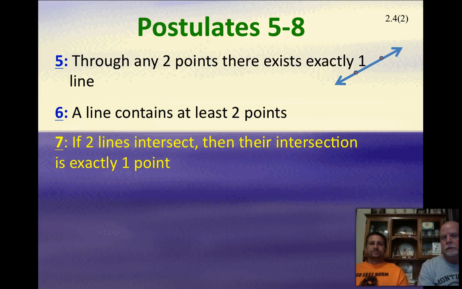And then if 2 lines intersect, the only way that 2 lines can intersect is in exactly 1 point. Again, you can't have one straight line and a curved line that hits it in 2 places. They can only hit in 1 place. So if 2 lines intersect, they intersect in 1 specific point. There's no other way that can happen. It is possible that they don't intersect at all, but if they do intersect, they intersect in exactly 1 point.